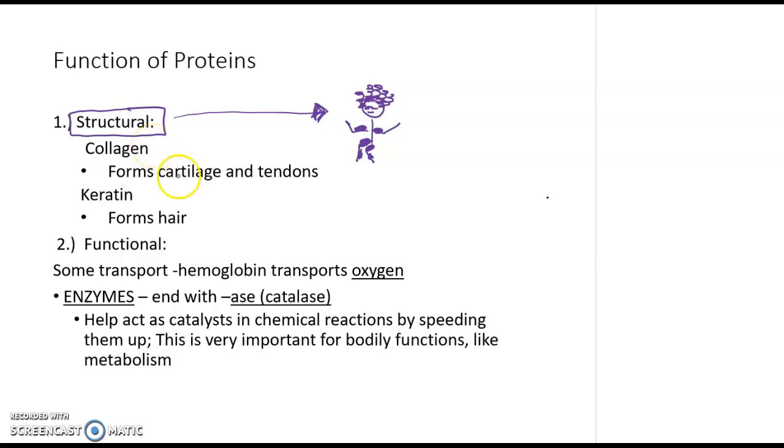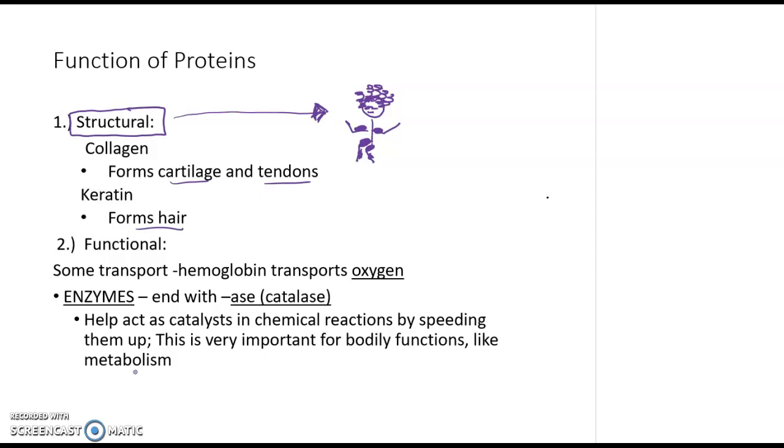Collagen, for example, forms your cartilage and your tendons. This is your connective tissue. Keratin is going to help form hair. And so everything that we are, our structure, really depends on proteins. That's the main function of proteins.